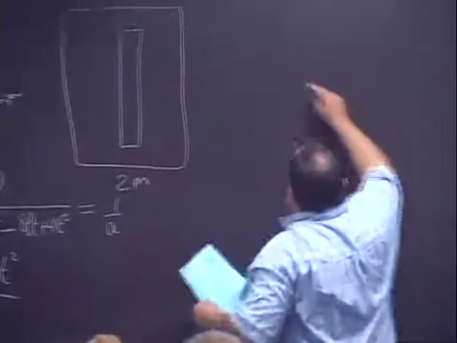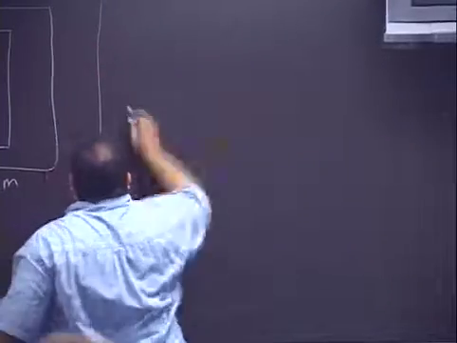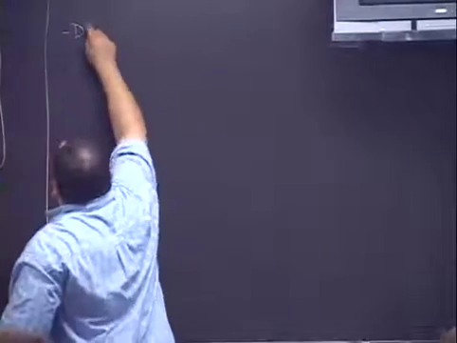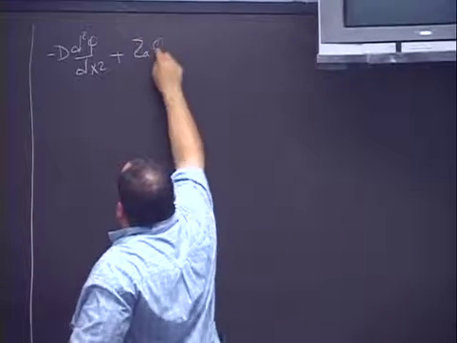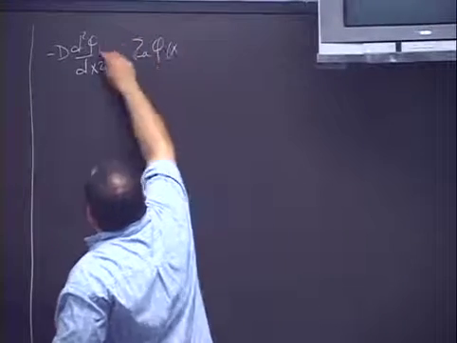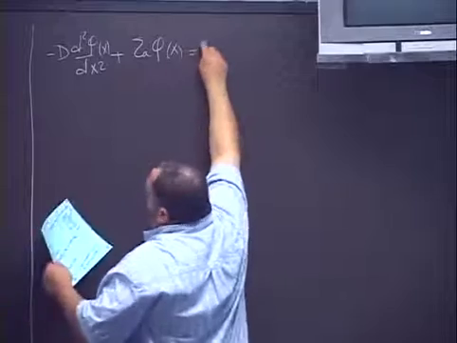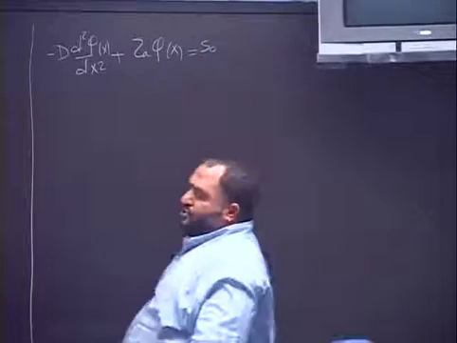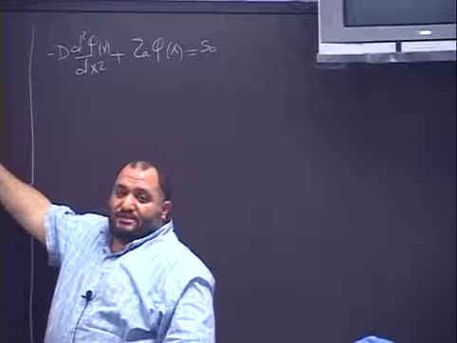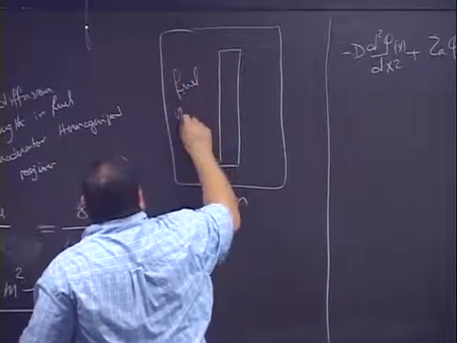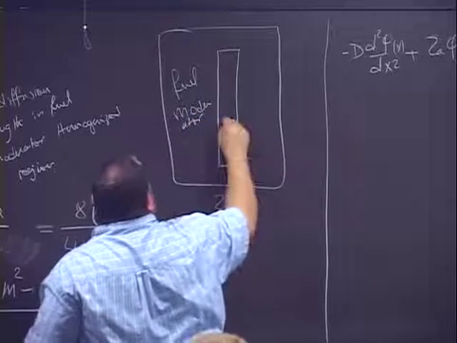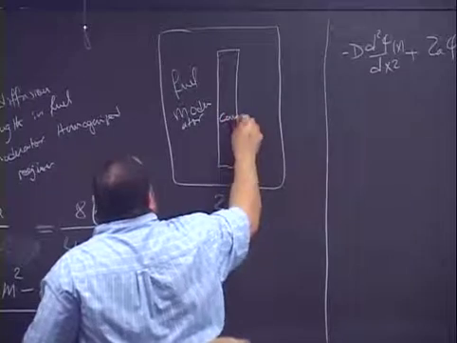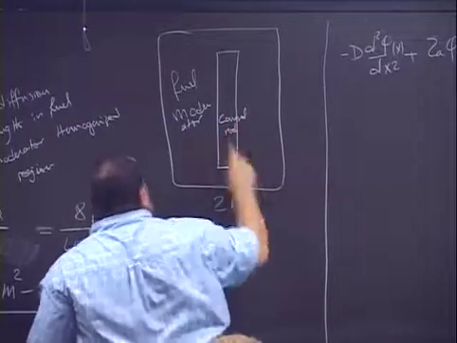Now I will solve the diffusion equation: negative D d²phi/dx² plus sigma absorption phi of x, in 1 dimension only, equals a source S naught. S naught is just a source of neutrons inside the fuel and moderator region. And this is just the control rod, which I transformed from 2D to 1D.